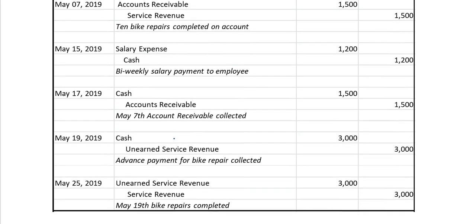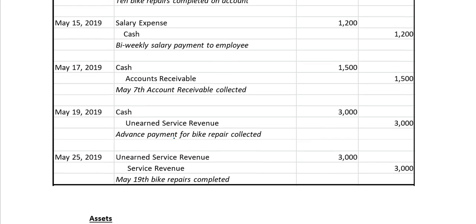May 19th, we collect cash and we credit an account called unearned service revenue. This is basically a customer paying in advance. And May 25th, we debit unearned service revenue and credit service revenue. This is us fulfilling our liability and completing the work.